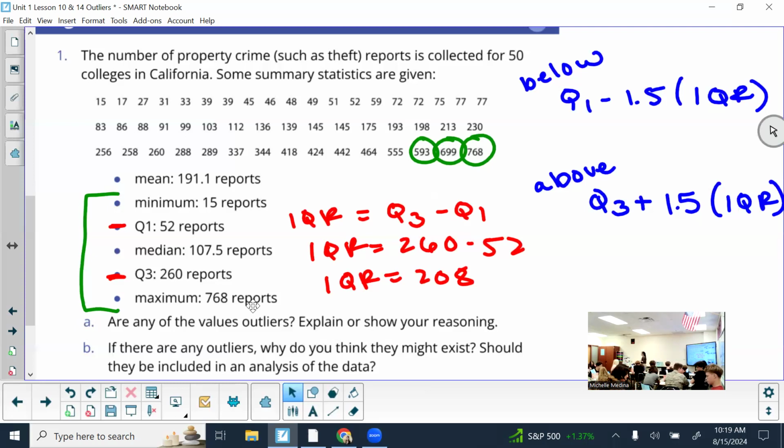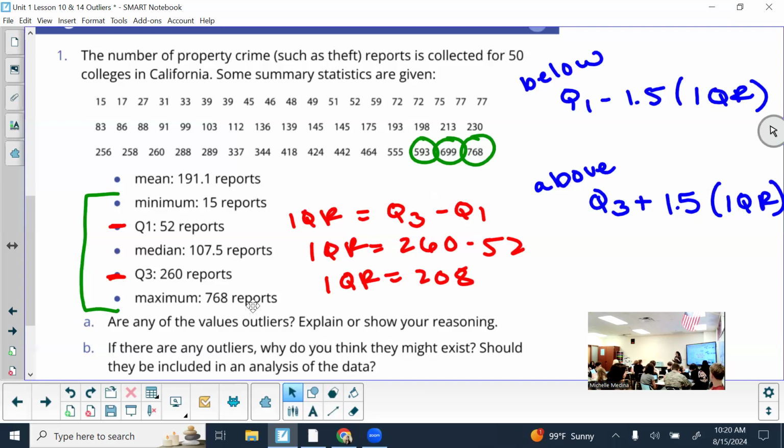I would say no. If we're trying to show on average how much property theft there is in California colleges, then I would probably leave those in. But think back to one of our other examples from a different lesson: ages in a daycare. There was one outlier at like 25, that's probably the caregiver. In that situation, I'd probably exclude that one, if we're talking about the ages of people that attend daycare. So use your critical thinking skills for that part. Why might they exist and should we exclude them?